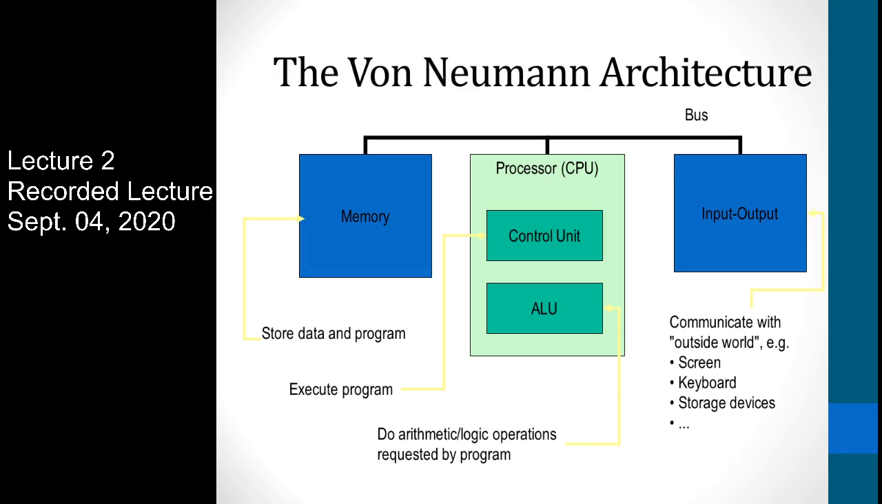On the other hand, si control unit naman, siya yung mag-execute nun. So again, ALU, give the instruction. CU, do the execution. Yan yung two main parts or two subparts of the central processing unit. And of course, we have the I/O or the input-output. Sabi dito, communicate with outside world. Yan, screen, keyboard, etc.